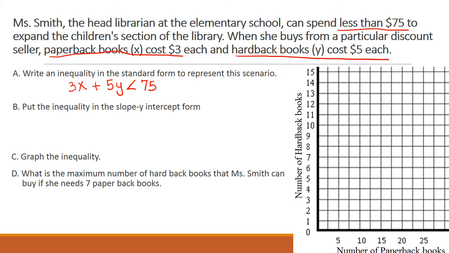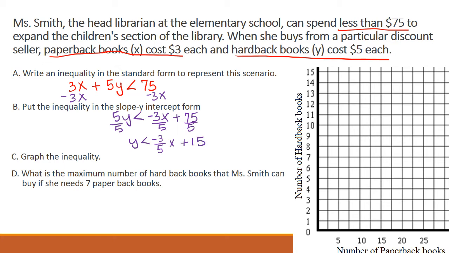To be able to graph this inequality, I need to put it in the slope-intercept form. And to be able to do that, I need to take away 3x from both sides of the inequality, which makes me end with 5y less than negative 3x plus 75. Now I need to isolate the y, which means I need to divide all sides by 5, and I'm going to end up with y is less than negative 3 over 5 x plus 75 divided by 5, which is 15.